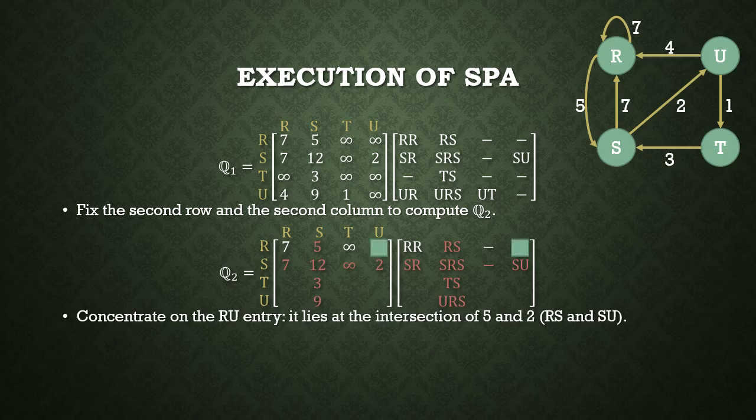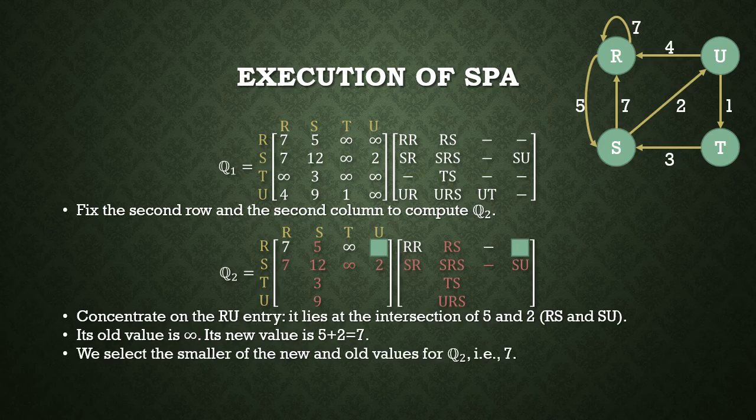Concentrate on the RU entry. It lies at the intersection of 5 and 2, RS and SU. Its old value is infinity. Its new value is 5 plus 2, which gives us 7. We select the smaller of the new and old values for Q2, that is, we select 7.